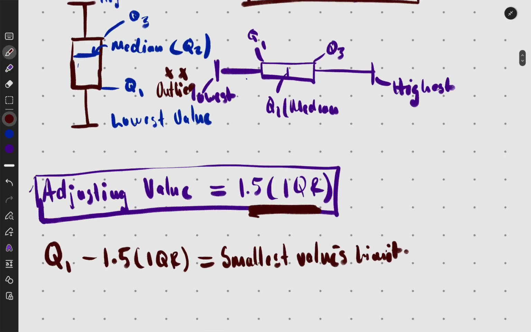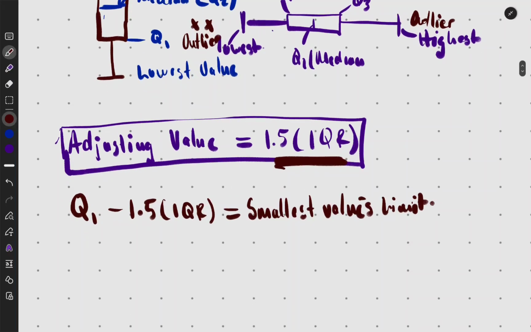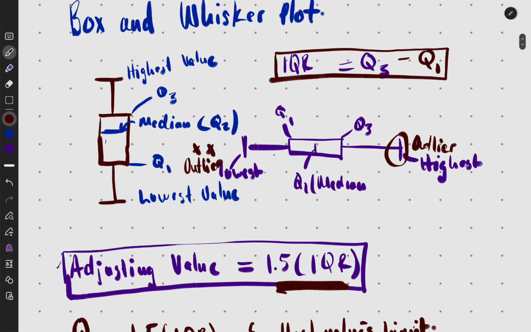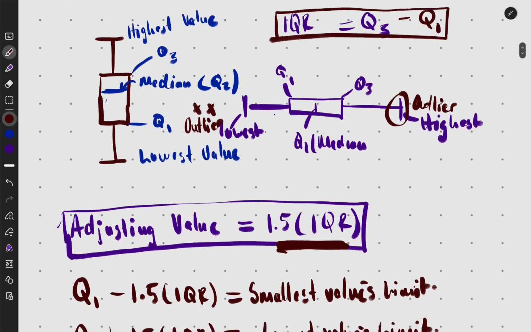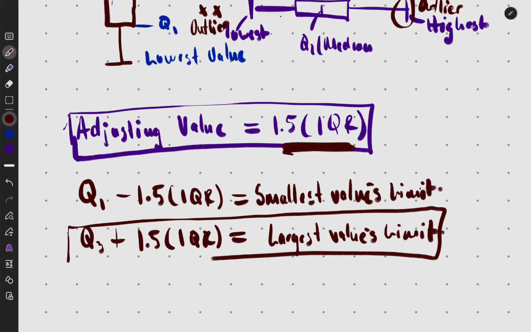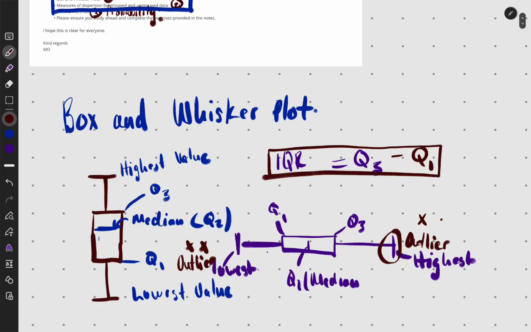Then to find outliers on this side, after using the adjusting value, you say Q3 plus 1.5 IQR. This will give you the largest values limit. Now to find the value you're going to put as the largest, you go to your set of data and choose the biggest value which is smaller than this, because if you have a value which is bigger than this, it will now be an outlier. So this is what you're going to do.